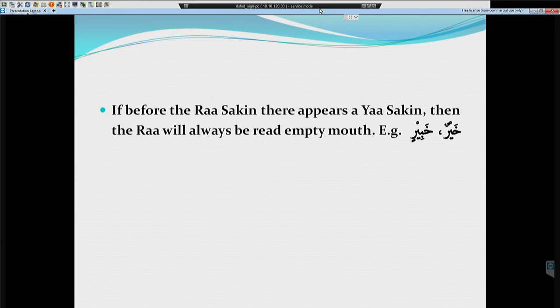Now you may say, oh, but this letter before it has a kasra. Then there's another example with the fatha as well. You don't say khair, you say khabir. Now for the example of sudur: ra sakin, because I'm stopping, preceded by a waw sakin, preceded by a letter with a dhamma on it. So that ra will be read full mouth or empty mouth? Full mouth. Sudur. Over here it's going to be khabir and khair.